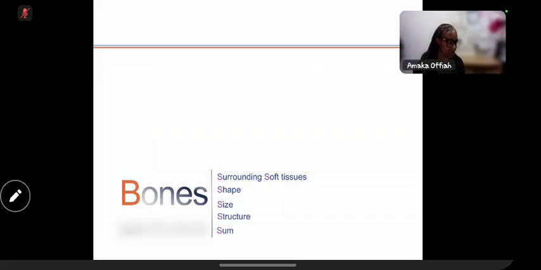If only that was where it was enough to make a diagnosis. No, sometimes you then have to go and look closer at the bones. And when you're looking at the bones, think of the 5 S's: the surrounding soft tissues, the shape of the bone, the size of the bone, the structure of the bone, and the sum of the bones.